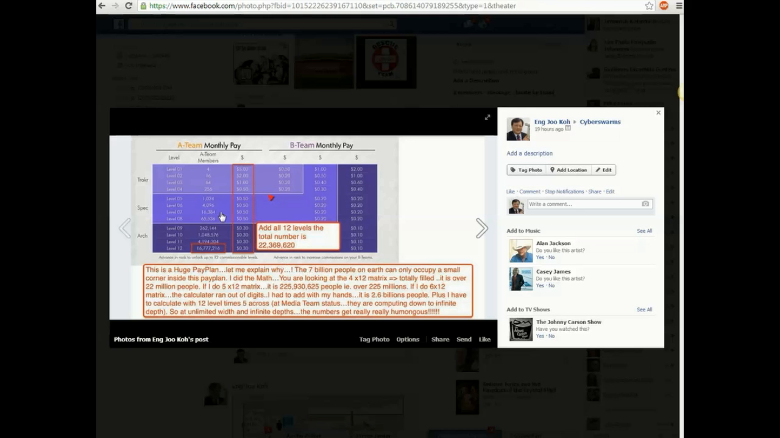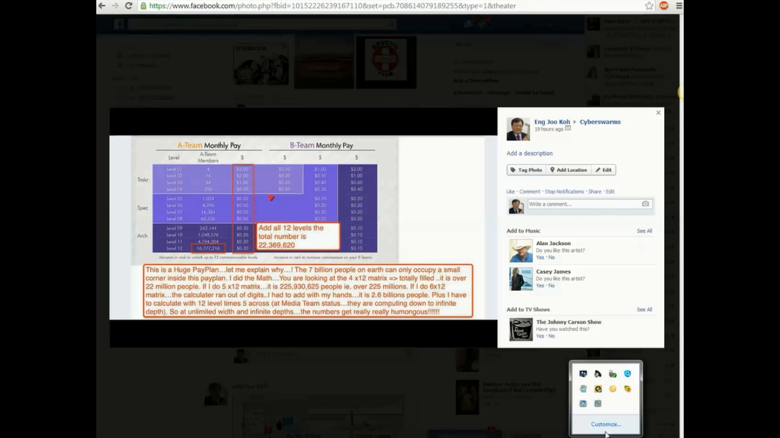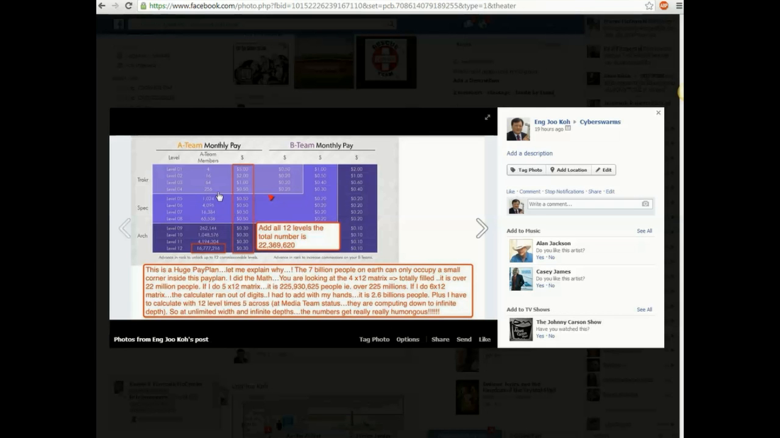At a 4 by 12 matrix, and it's a very deep one. Okay, so I believe we are live, and then we are doing the 4 by 12 matrix here. So you can see on the 12th level, this is over 60 million people. But if you add up the whole 12 levels, the total will be over 22 million people. Okay, so this 4 by 12 matrix is huge.